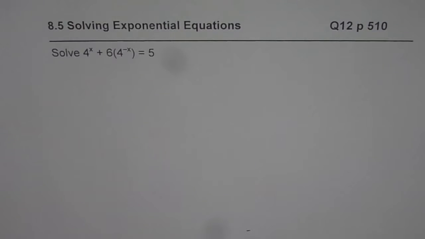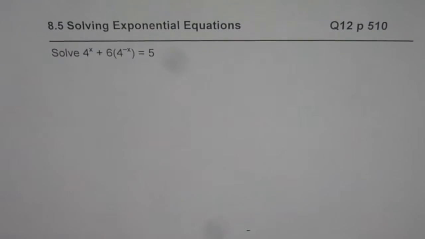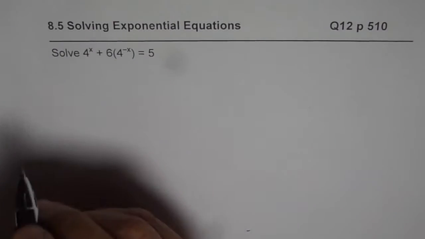Now the question here is, solve 4 to the power of x plus 6 times 4 to the power of minus x equals 5. Indeed, this is a very tricky question, right? Let us see how to solve such exponential functions which are in quadratic form. Yes, they are in quadratic form. Let me rewrite this and then show you how.